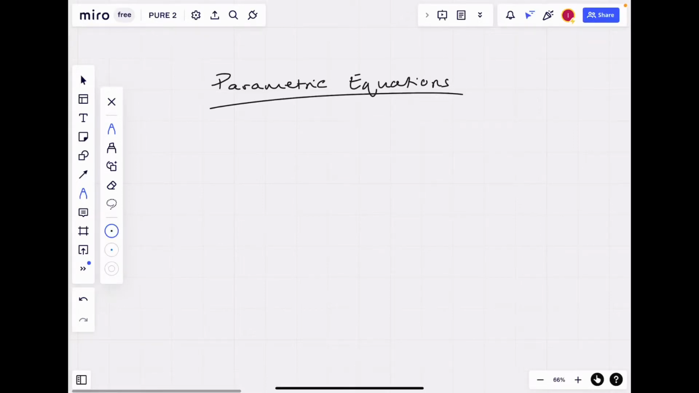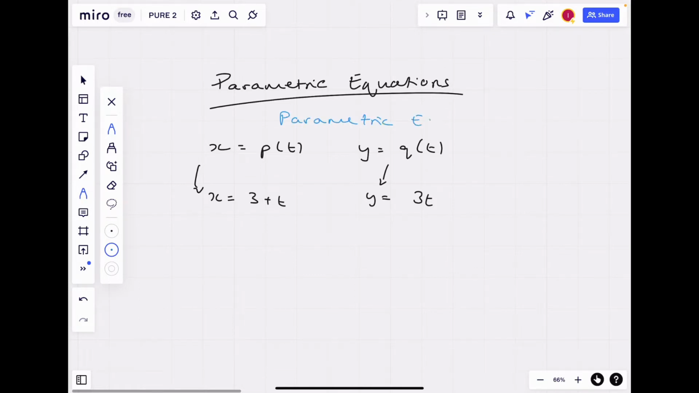Suppose you have two different functions. You have x equals p(t) and y equals q(t). Let's say x equals 3 plus t and y equals 3t. Those are just two examples of functions that look like that. They are essentially a pair, x and then y, and they make what's known as parametric equations.